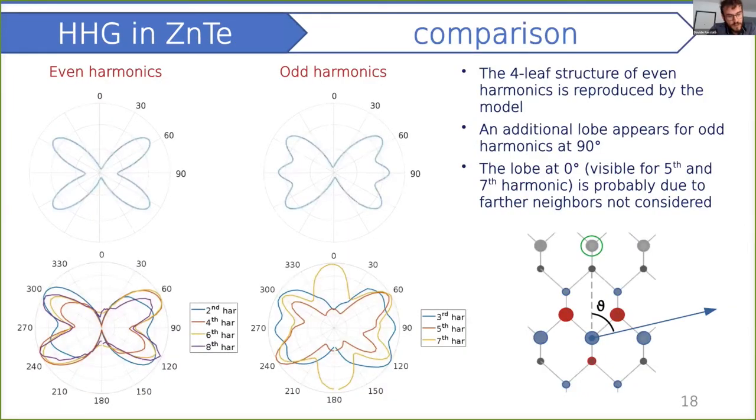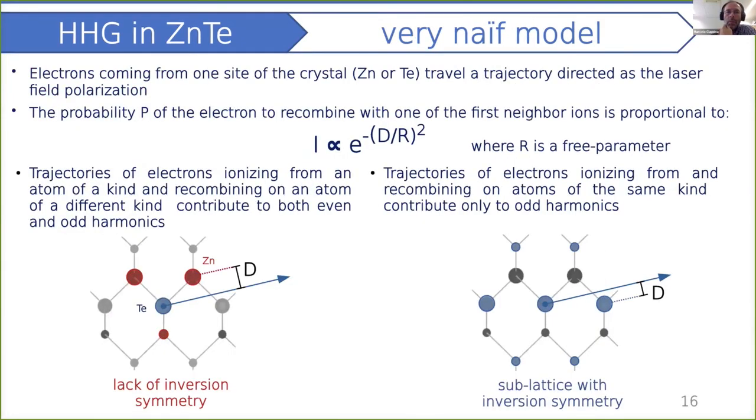Sorry, ionization, yes, because I understand, promoting the electron to the conduction band, yes. Okay, but you promote to where? How much energy, or how do you tune this? Yeah, obviously in the model we are not considering this. We just assume that the electron is free to move with the laser field. Obviously this is a very naive model.